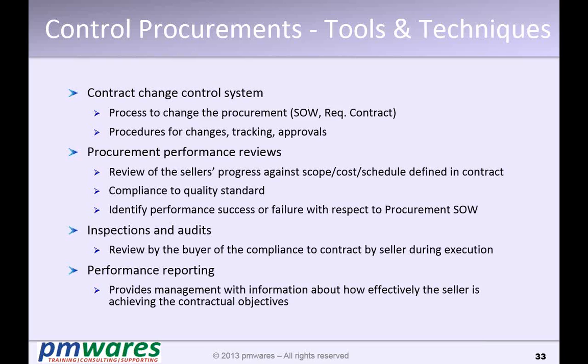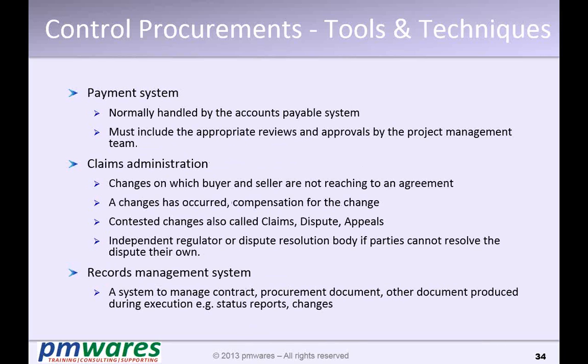A procurement performance review criteria. You have to define the criteria matrix on which the vendor will continue reporting to you, and you can see if he is performing as per the guidelines or not. You do inspection and audits to see that terms and conditions are complied with. Performance reporting is also done. You have a payment system, so you should ensure that the invoices are being generated, the seller is generating the invoice, and you are making timely payments to the invoices.